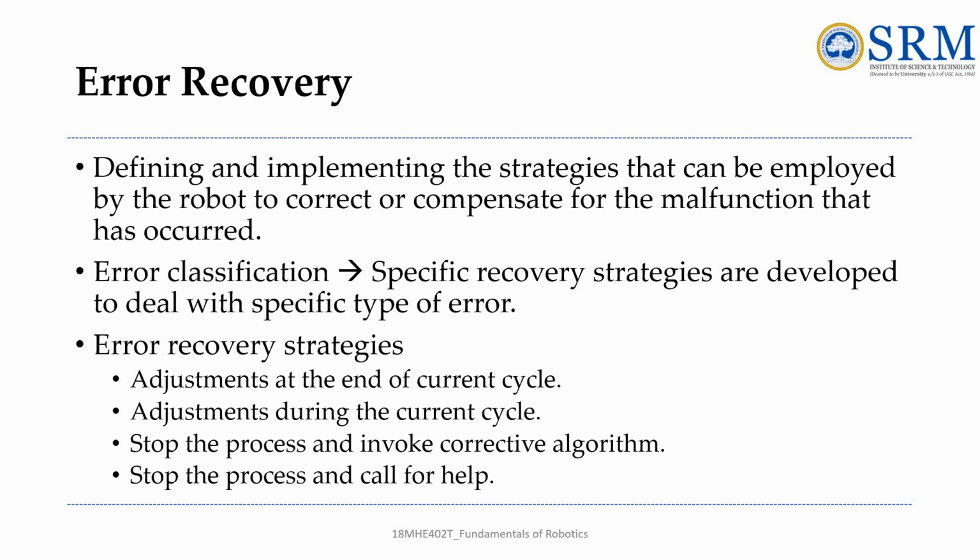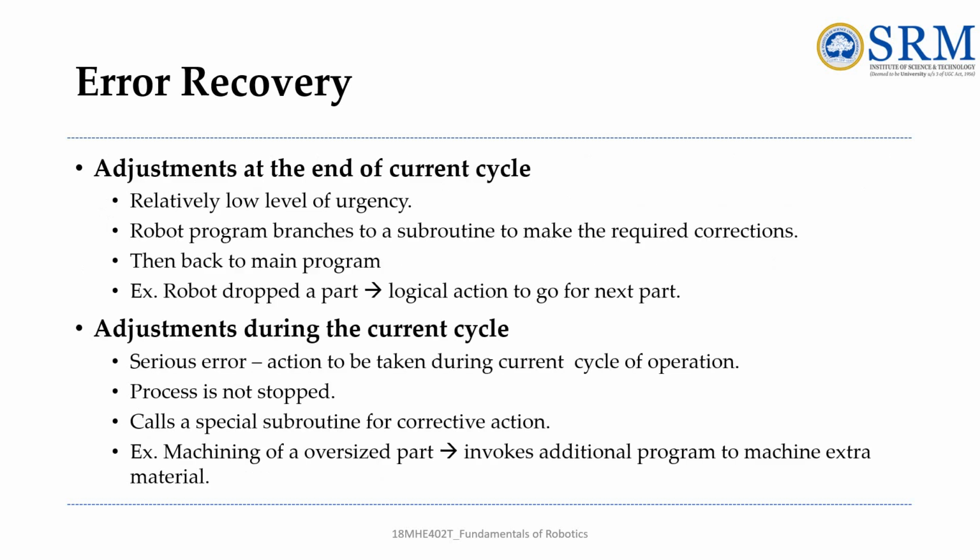This is error classification. By implementing these strategies, the robot can correct or compensate for the malfunction that has occurred. The error recovery strategies are: adjustments at the end of the current cycle, adjustments during the current cycle, stop the process and invoke a corrective algorithm, and stop the process and call for help. We'll see these error recovery strategies one by one.